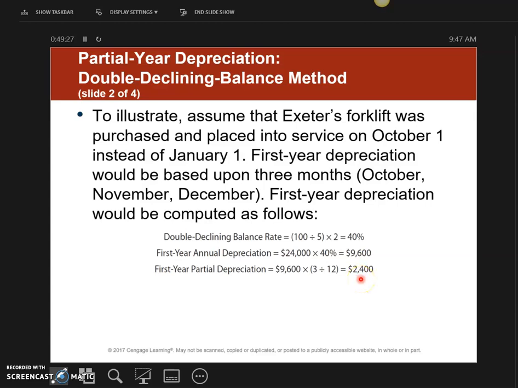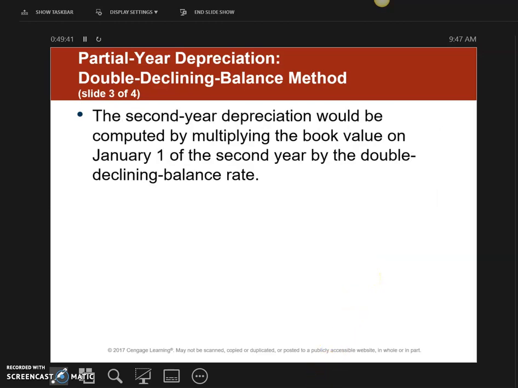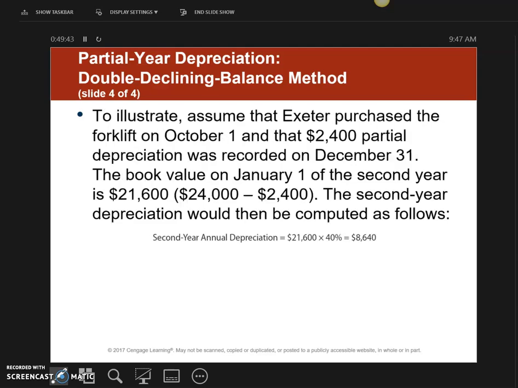So do you remember double declining? What happens there is I take the book value at the beginning of year 2. So the book value at the beginning of year 2 would be the 24,000 minus the 2,400, which would basically be 21,600. I'm sorry, so my book value is 21,600 times the 40%, and this would be my year 2 depreciation. Okay, so that's partial year depreciation, double declining balance.